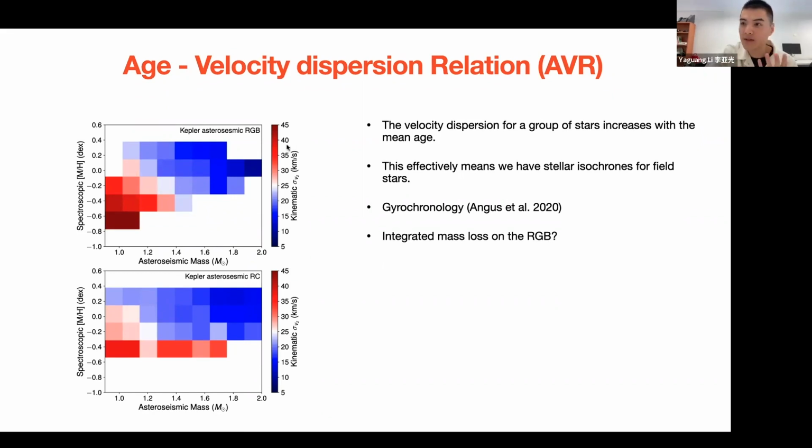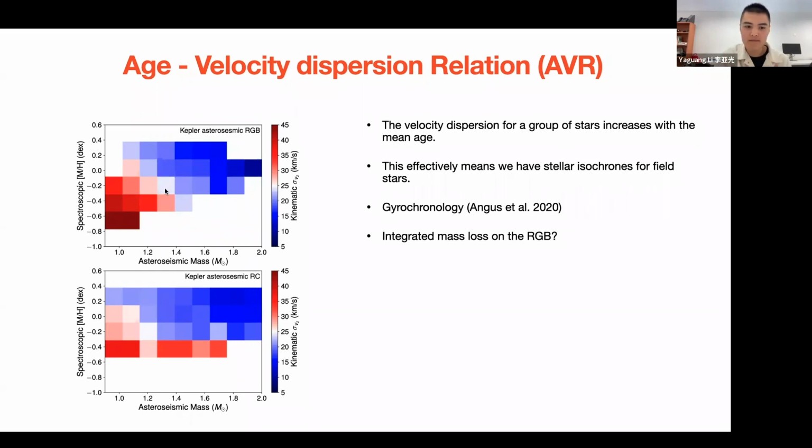A star will first become an RGB, then a red clump. I have divided this parameter space into bins and calculated the velocity dispersion inside each bin, which is indicated by the color here. By comparing the difference between the two panels, you can see that this color gradient moves leftwards from top to bottom. And the same color indicates basically the same age. So what this means is that stars will lose about 0.1 solar mass at the tip of the RGB.